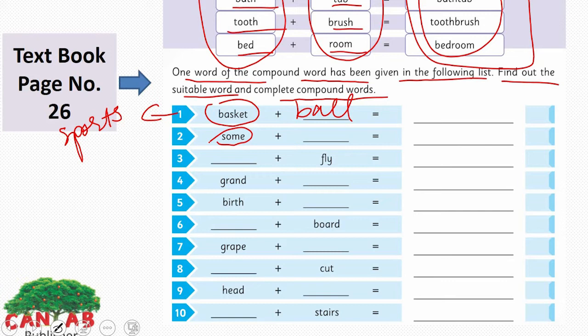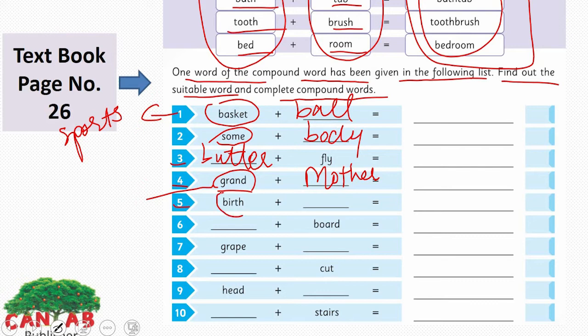Look at the second one. It's very easy. Somebody. Somebody. Look at the third one. Fly. It refers to an insect which fly on the flowers. Yes, butterfly here. Look at the fourth one, grand. Grandmother. Look at the fifth one, birth. Yes, it's a very easy one, birthday.